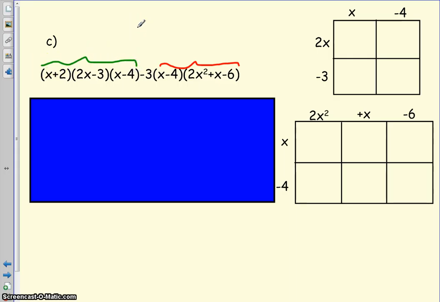One thing I'd like to point out is that the order of multiplication does not matter. So if I wanted to, I can multiply the 3 times x minus 4 first and then multiply it by the 2x squared plus x minus 6. Or I could start with the brackets and then multiply by the 3.